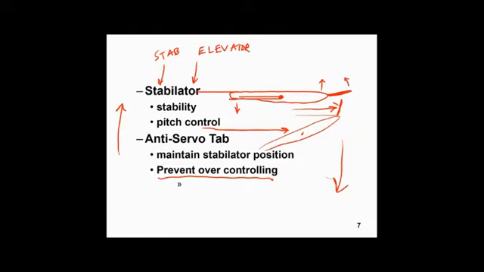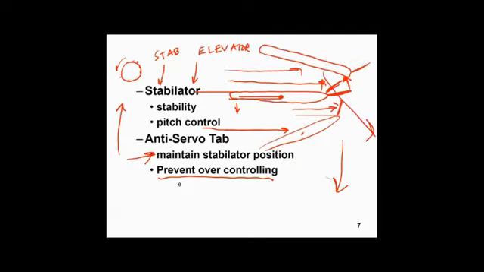The other thing it does, just like a trim tab, is maintain stabulator position. So if I crank in the aircraft and I rotate that trim wheel and move this anti-servo tab up, then the airflow is going to hit it, and it's going to make the stabilizer go down. Now air is going to hit it and get knocked down, and that's going to make the tail go up and make the nose of the airplane go down. But it will hold the stabulator in position.